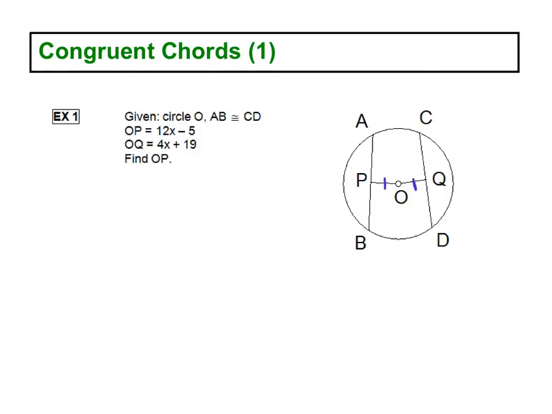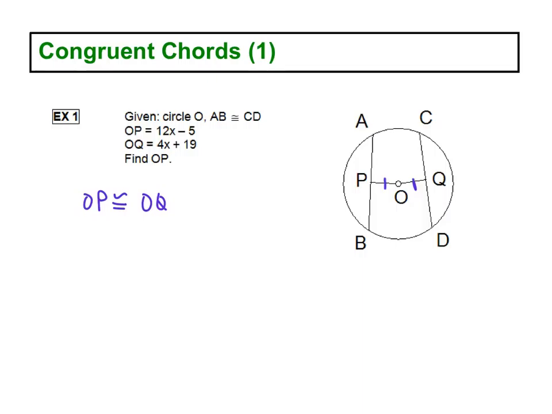Then they tell us that OP is equal to 12x minus 5. So here's OP, one of those distances. And OQ is 4x plus 19. So we have to find the length of OP. Because of our congruent chords, we know that OP will be congruent to OQ.